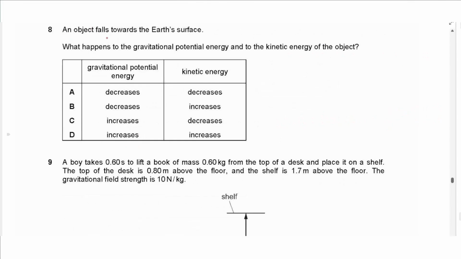Question 8 says an object falls towards the Earth's surface. What happens to the gravitational potential energy and to the kinetic energy? So as height decreases, the gravitational potential energy decreases and is converted to kinetic energy, so kinetic energy must increase. So the answer is B. We also said that the kinetic energy increases because there was no mention of any air resistance or friction. If there were any resistance or friction with motion, some of the gravitational potential energy would have been converted to thermal energy, but it was not mentioned in the question.